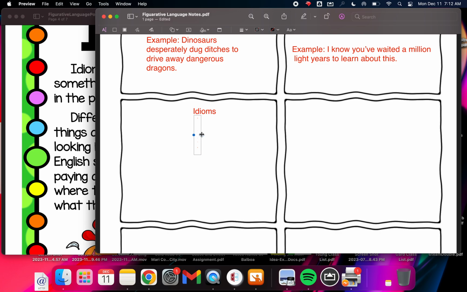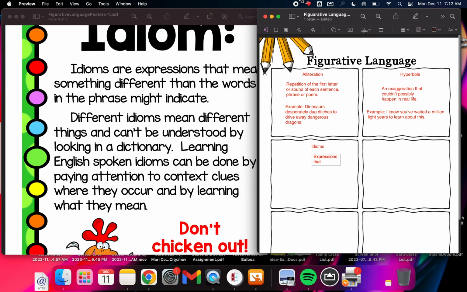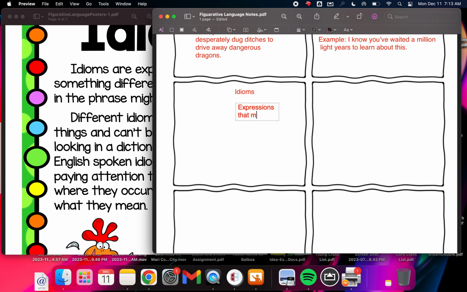So idioms are expressions that mean something different than the words might indicate. Means something different than the words might indicate. Okay, and I'm going to put my example down here. Let me move my text box over here. I'm going to give you two, so that way you can write both. So don't chicken out. That's one.